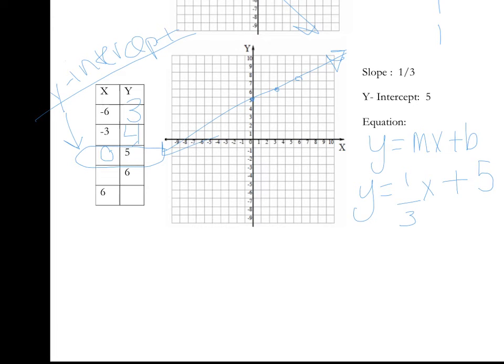Okay, now let's keep going. Now I want to find when y is 6, and that is when x is 3, so I'm going to put a 3. And now I want to find when x is 6, and that's when y is 7. Alright, and we are done. Now let's move on to the next one, and then you get to begin your next worksheet.